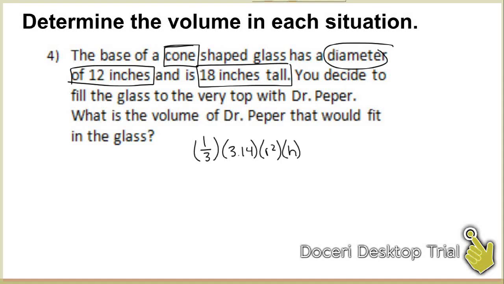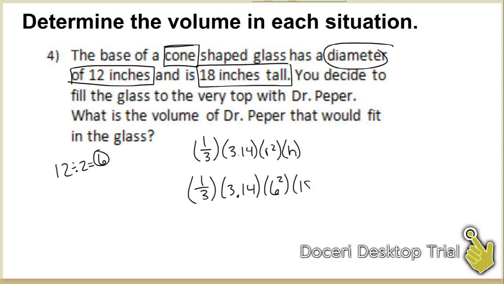Okay? So for us, this would mean that if the diameter is 12, we don't want to use 12. Remember, we want the radius. So the first step would be to divide our diameter in half, which makes it 6. So we know our radius should be 6. So we come back over here, and we have 1/3 times 3.14 times the radius, which we found was 6 squared, times the height, which again they gave us in the problem as 18. When I work this one out, I get 678 and 2/10 inches cubed for my final answer.